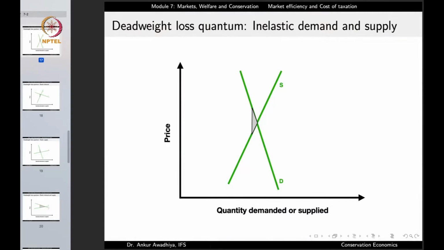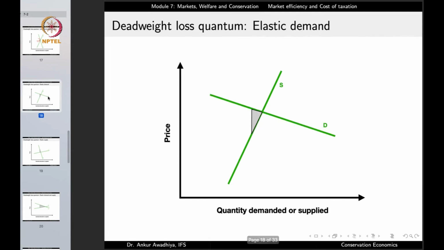Now, in such a scenario, the deadweight loss, so what we are doing here is that we are keeping the quantum of the tax, that is T, fixed. So this is T, and we are keeping this T fixed, and we are just changing the demand and the supply, their inclinations. Now, in the case of an inelastic demand and supply, we have a deadweight loss like this.